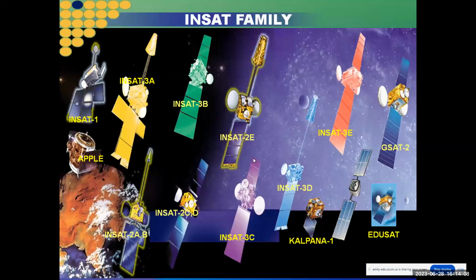Now, these are the INSAT family, which includes the Indian satellite family. The INSAT family includes INSAT-1, INSAT-3A, INSAT-3B, INSAT-2E, 2D, 2A, 2C, etc. It also includes Kalpana-1 and EduSat. EduSat is an educational satellite program launched by ISRO and governed by the Indian Institute of Remote Sensing, Dehradun.